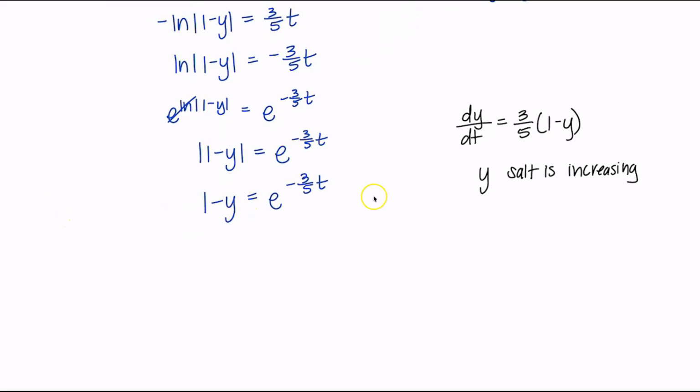The other possibility, if for whatever reason salt was decreasing, then we would drop the absolute value bars, but we'd have to put a negative in front of that quantity because, again, the amount of salt would have been decreasing.